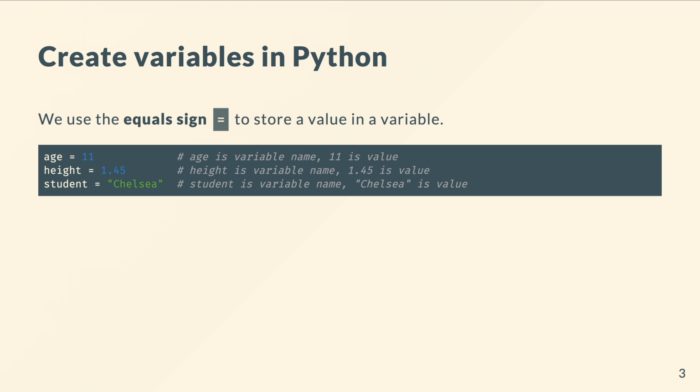To create a variable, we use the equals sign. Think of it like putting something into a box with a label. The left side is the variable name. The right side is the value we store. Age gets 11. Height gets 1.45. Student gets Chelsea as text.